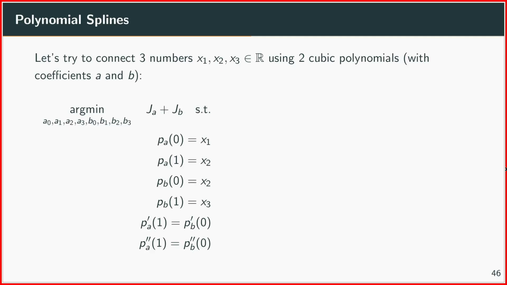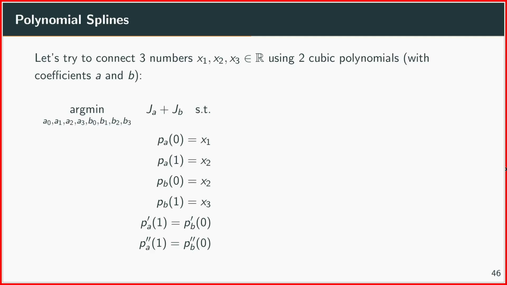Okay, let's look at an example where we have three numbers, x1, x2, x3 in R, and we want to connect them using two cubic polynomials. We will use coefficients a and b. This can be cast as an optimization problem. We get the cost of our acceleration for each of the polynomials, and we just sum it up.